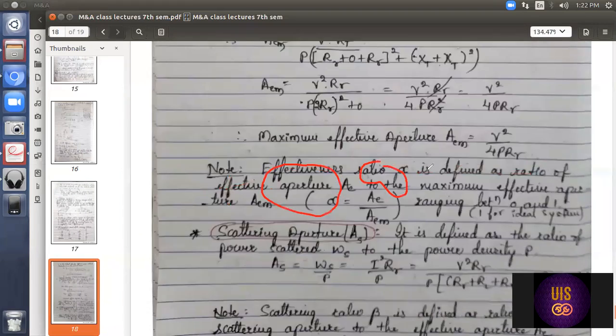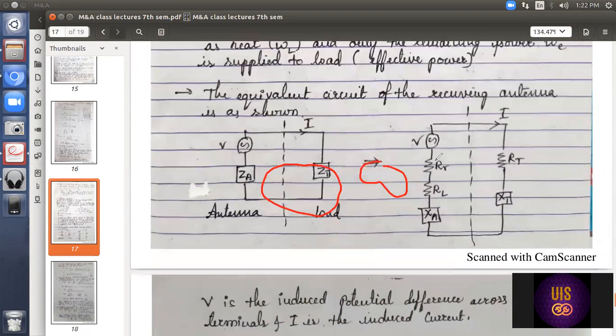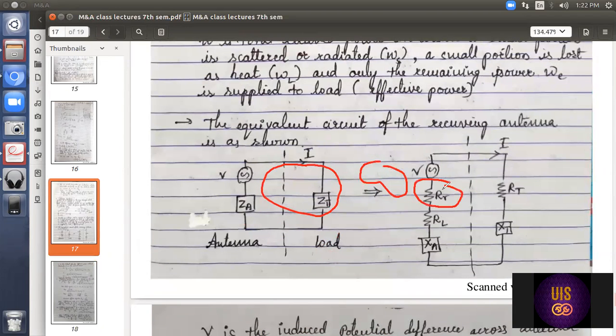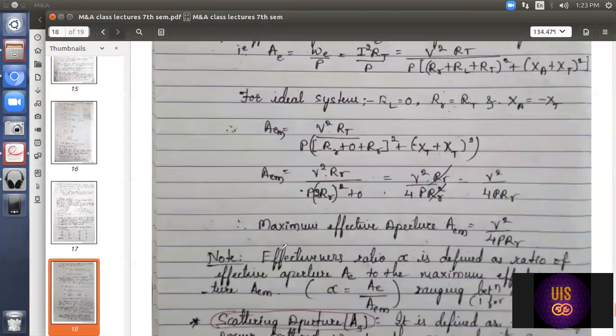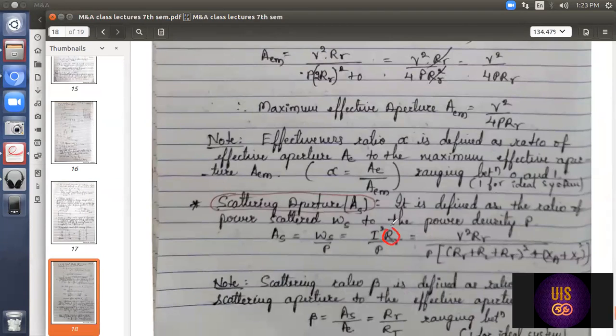Why we have taken RR? This part, because we are not considering losses yet. Before the losses, we get scattering, and this is the basic resistance of an antenna. We have still not considered RL. Losses will come after you enter the antenna. Okay, after the power enters, then the losses. But before it reaches its mouth, there the scattering comes. That's why we take RR in the numerator. So RR divided by P.